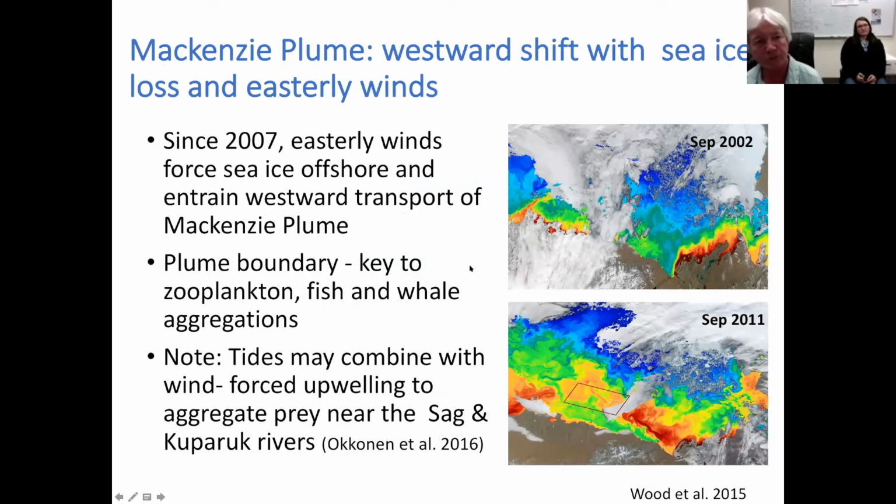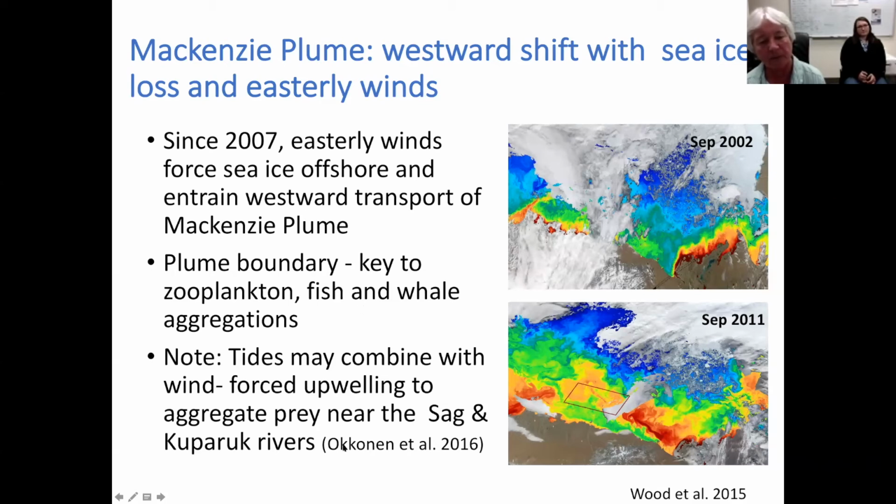With regard to winds, with the ice moving offshore, especially since 2007, we have seen the Mackenzie plume change from something that was fairly coastally prominent to something that can move way off the coast. So the river is here in these satellite images, and you see the heat and expansion of the plume offshore. This is something that was talked about in Kevin Wood's paper in the first SOAR volume. That plume boundary is also very important to zooplankton and higher trophics.